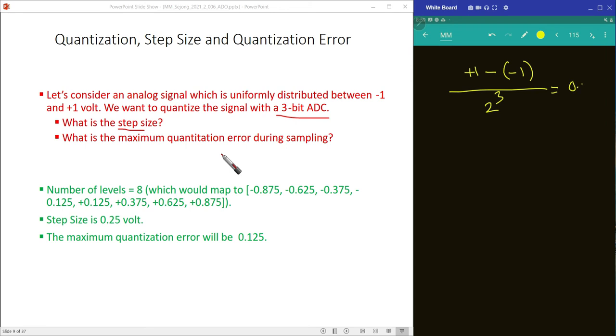So if you just calculate, the step size is 0.25 volt. And what is the quantization error? The quantization error will be half of that. So that is 0.125. This is exactly this one, right? You can read it.